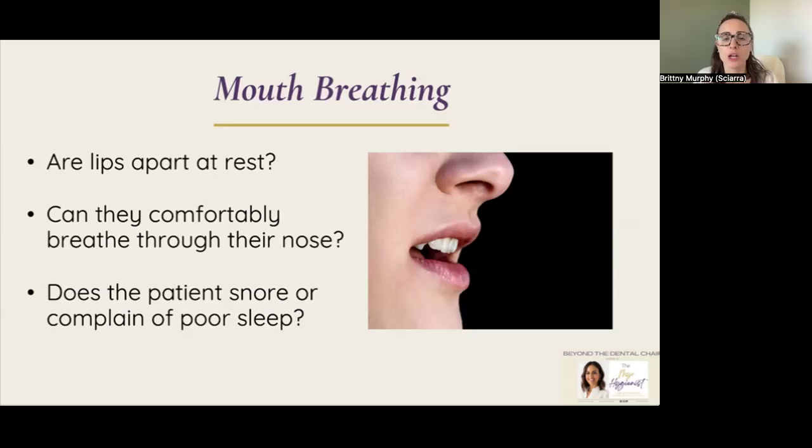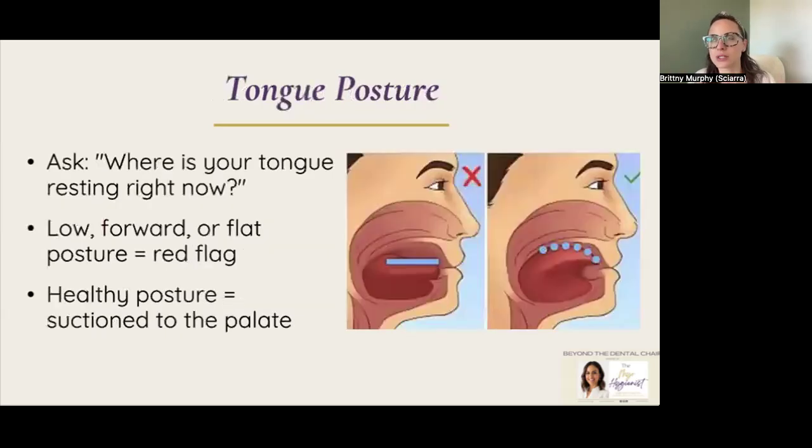Do they snore? Do they complain of poor sleep? Are they saying something like, oh, I had to hit the snooze button this morning like 3 times. It's the story of my life. That's not normal, right? And here's the thing with sleep patients. They don't even know that they have poor sleep because they likely have had poor sleep their entire life. So they literally know no different.